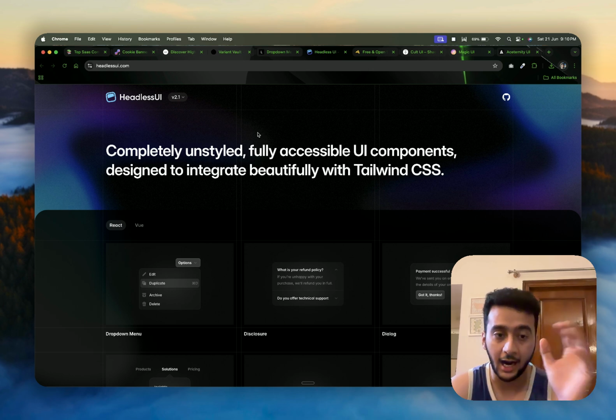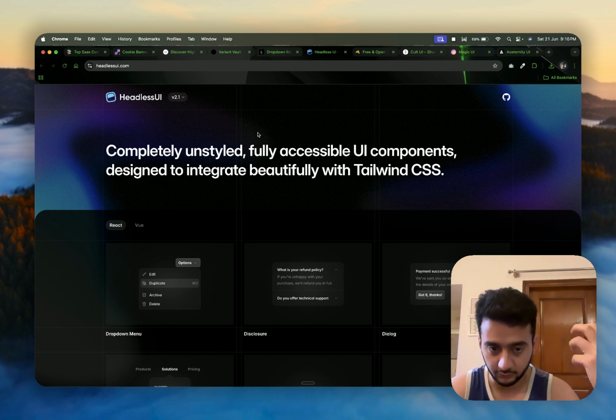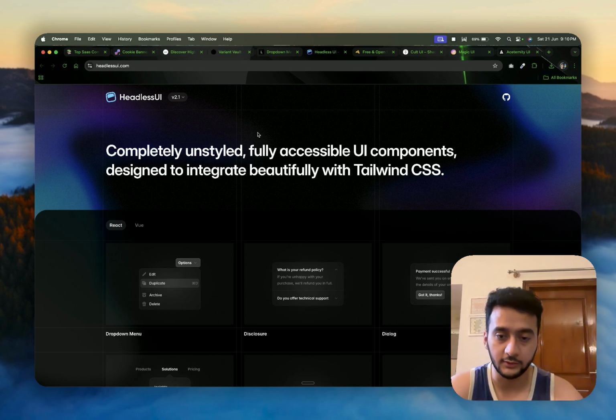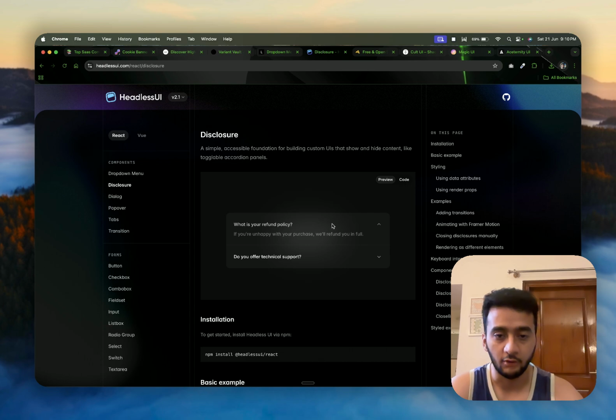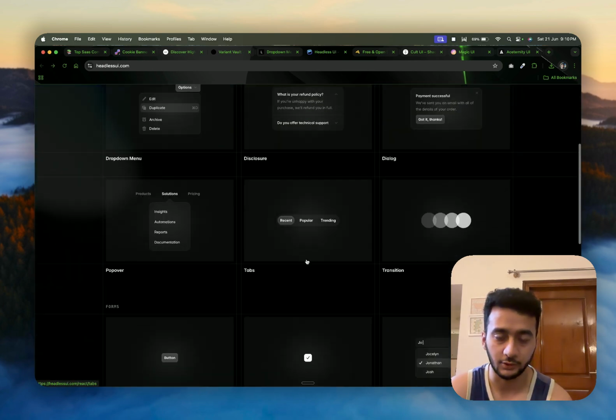Headless UI, they don't make a lot of super banger kind of things. They have very standardized stuff, but what I like is they have very neat UIs with a shadow effect. So I like it.